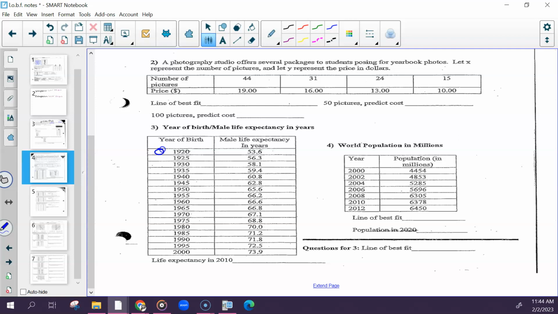So from 1920 to 1925, how many years has it been? 5. Now this next one is not from 1925, but from 1920 to 1930, how many years has that been? 10. 1920 to 1935? 15. Then you can look and see, are all of these counting by 5? Don't assume, because sometimes they skip values. If everything is counting by 5s, then you can change all your numbers to count by 5s. So 20, 25, and so on and so forth.